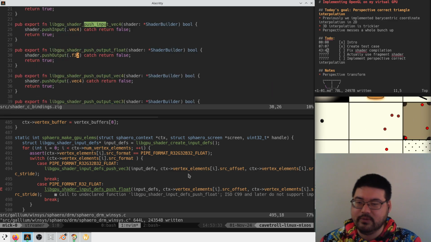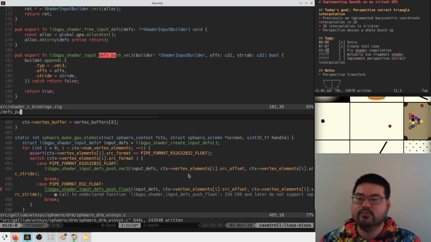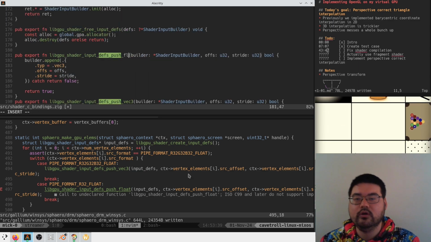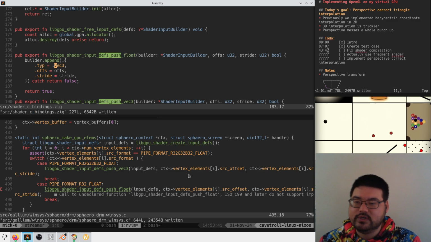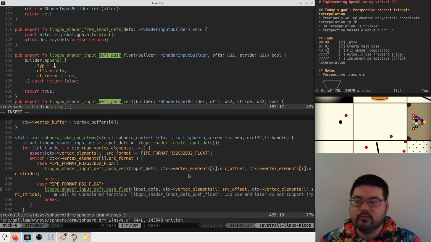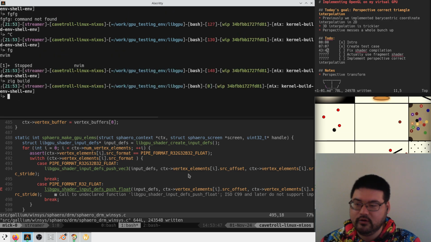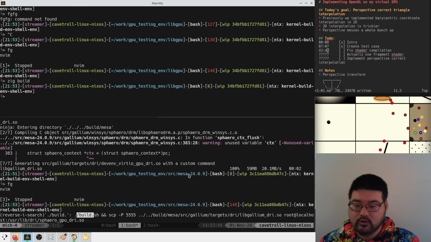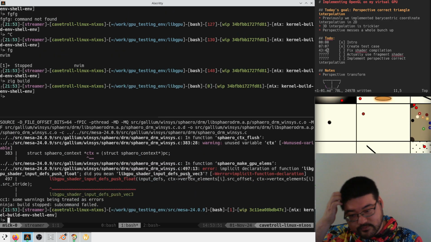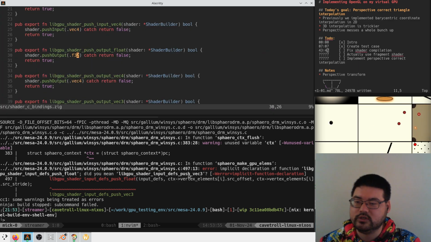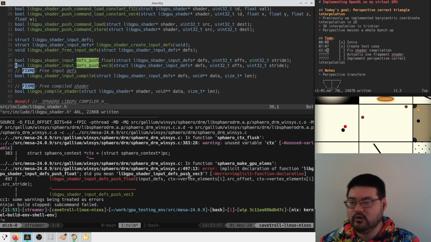And then in our C bindings, we have defs push vec3. We do the same thing here where we push a float. And once again, we just have to change the type here. Should be fine. Should be fine. He's mad because it doesn't exist. Did I not save the header? I did not.